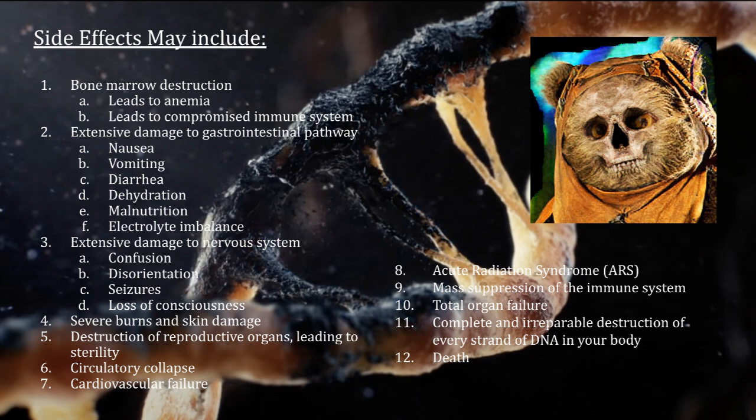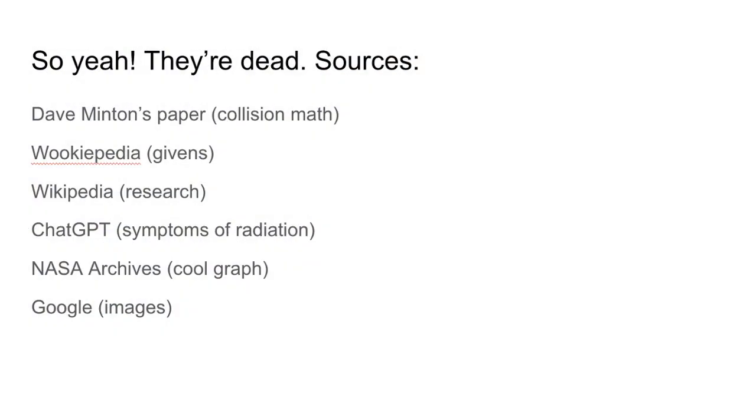Side effects of this amount of radiation may include bone marrow destruction, leading to anemia and compromised immune systems, extensive damage to the gastrointestinal pathway, causing nausea, vomiting, diarrhea, dehydration, malnutrition, and electrolyte imbalances, extensive damage to the nervous system, causing confusion, disorientation, seizures, loss of consciousness, severe burns and skin damage, destruction of reproductive organs, leading to sterility, circulatory collapse, cardiovascular failure, acute radiation syndrome, mass suppression of the immune system, total organ failure, complete and irreparable destruction of every single DNA strand in your body, and a whole bunch of little tiny dead Ewoks. So yeah, they're dead.